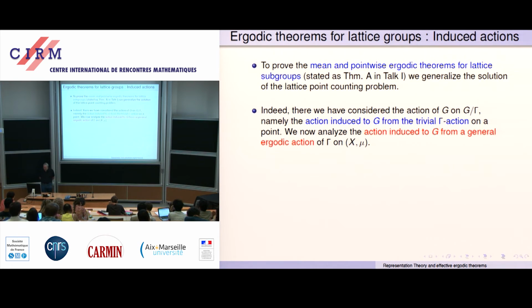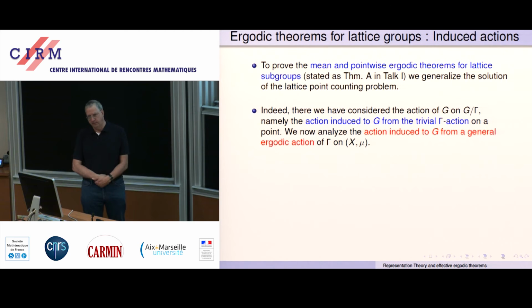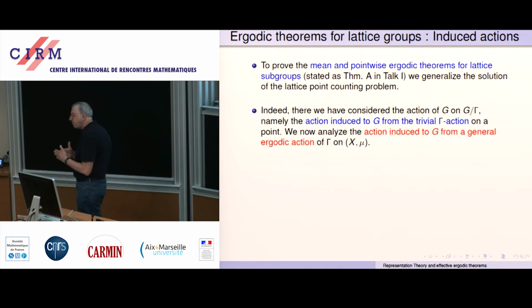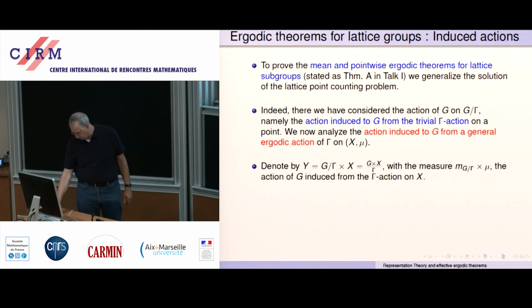In the lattice point counting problem, we have considered the action of G on G mod gamma. Namely, we have considered the action of G induced from the trivial gamma action on a point. Okay, that's not a big revelation. G mod gamma is the space, the action induced to G from the trivial action. But now what we want to do is analyze the action induced to G from a general ergodic action of gamma on some space (X, mu), not the action on a point. But this is an important statement because that's the philosophy of this approach.